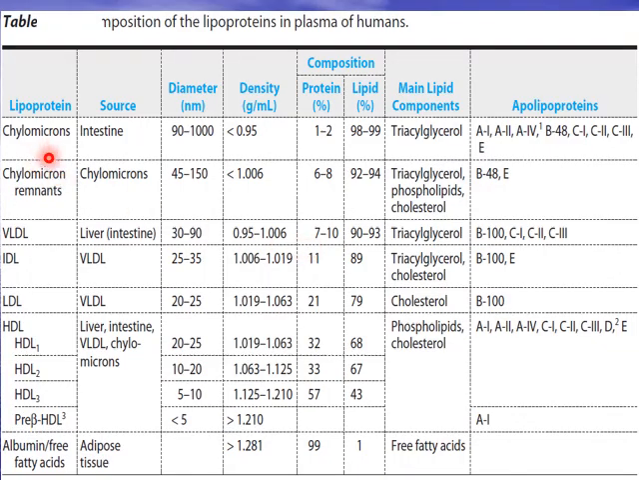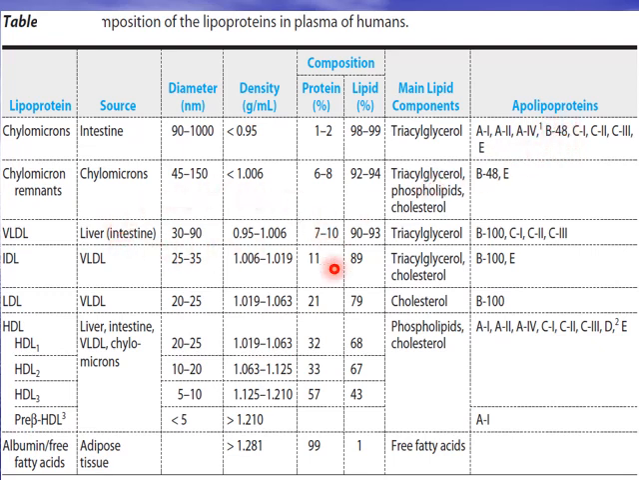This table shows the different types of lipoproteins, their sources, their diameter, their density, their protein and lipid composition, the main lipid component present in them, and the apolipoproteins. For example, the lipoprotein chylomicron, the source is intestine. This is its diameter. It has the lowest density. It has the highest lipid content, around 98 to 99%, and minimal protein content, 1 to 2%. The main lipid component is triacylglycerol, and these are its apolipoproteins, the most prominent being B48.